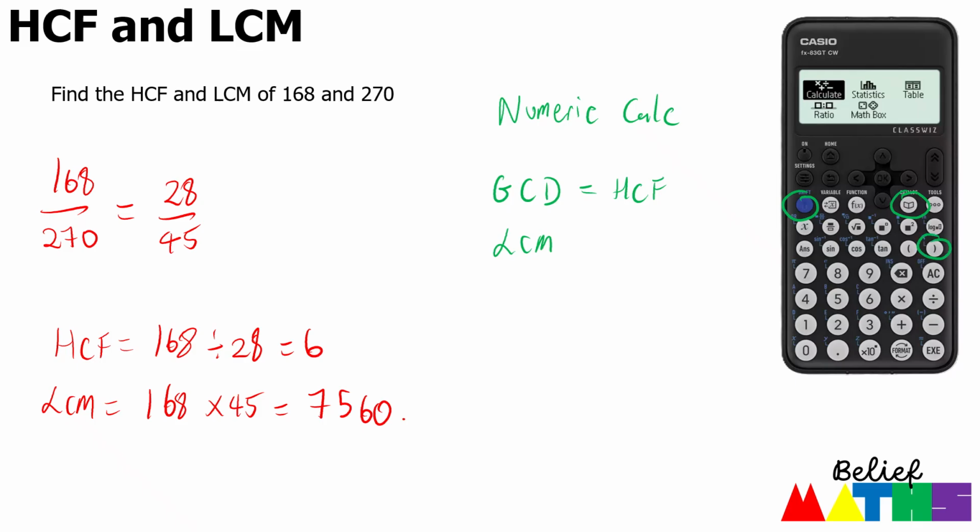So your calculator might have something like this: GCD bracket 168, comma 270 bracket. And then when you press equals, it gives you an answer of 6. And if you change this GCD to LCM, it'll give you the same answer. So that's just a feature of the newer calculators that could be helpful in this situation.